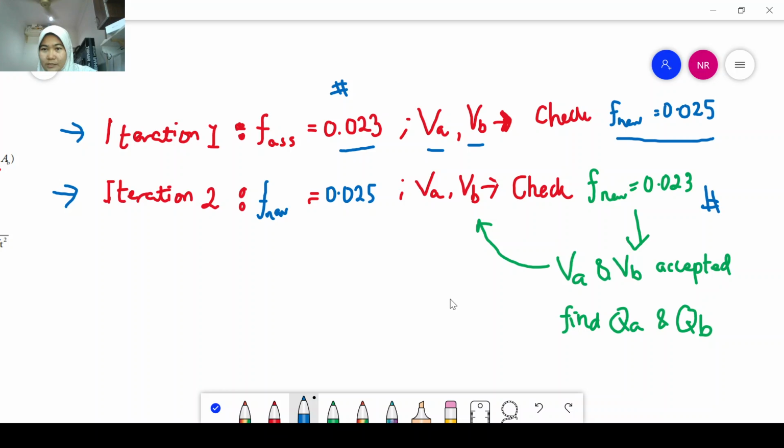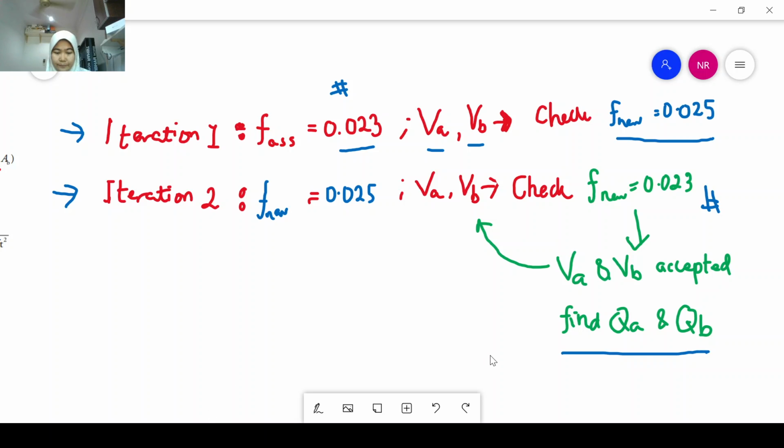Okay, since this is the last value that we accept, and we accept it because it is not different from the first value that we assumed, VA and VB in this case are accepted. With VA and VB accepted, we can find QA and QB. So this is the first part of the whole question. I hope this is easy for you, and I hope you can follow this.